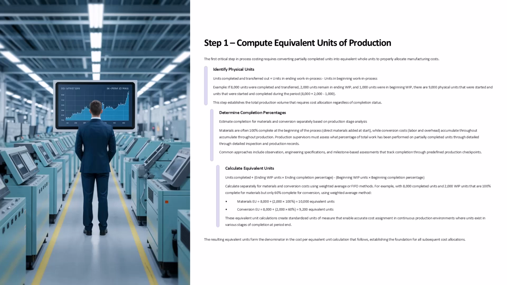calculations. To learn accounting, you must do accounting, and computing equivalent units of production is the essential first step in the weighted average process costing methodology, creating the activity measure that drives all subsequent cost allocations.